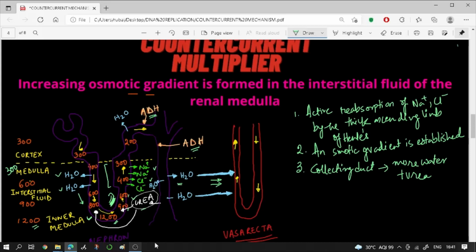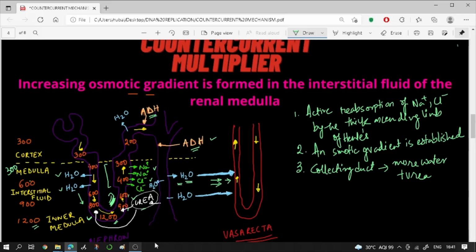Now all of us have heard about this particular hormone, the ADH, the antidiuretic hormone. When there is a deficiency of water in our body, the ADH increases the water permeability of the collecting duct and the water quickly moves via osmosis out of the collecting duct. Here you can see the water moving out of the collecting duct under the influence of this hormone, and then this water enters directly into the vasa recta.